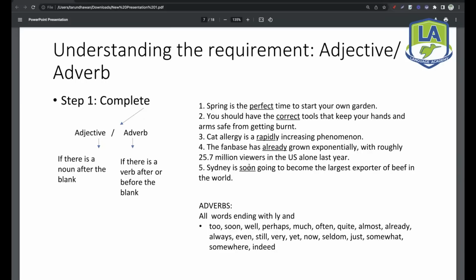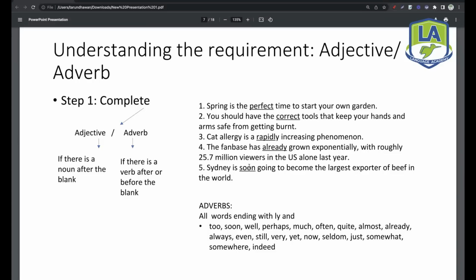So a simple conclusion. If the sentence is complete, the sentence can be filled with adjective or adverb only. How to decide? If after the blank there is a verb, we will fill the blank with adverb. If after the blank there is a noun, we will fill the blank with adjective.